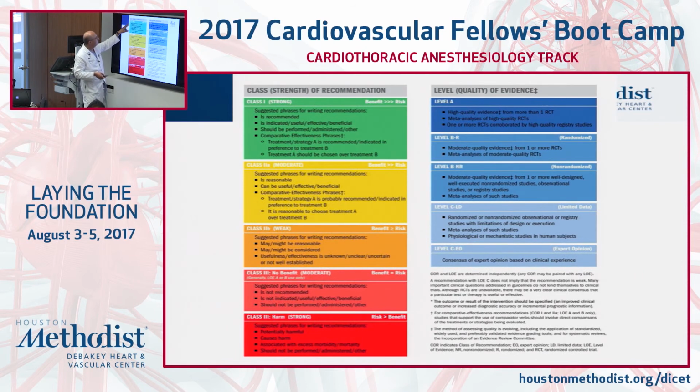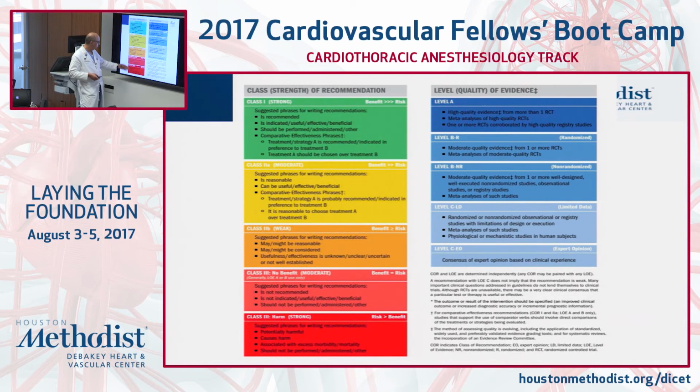Class 1 recommendation is strong. The benefit is much greater than the risk. Class 2A is moderate. Benefit is greater than the risk. It's important to understand that class 2B is weak. So just because someone says it's a class 2B recommendation and they emphasize the 2, you need to realize that there is a difference. I think they really should have 1, 2, 3, and 4. But they've chosen to have 2A and 2B, but you need to understand that 2B is weak. Class 3, of course, is no benefit or harm.